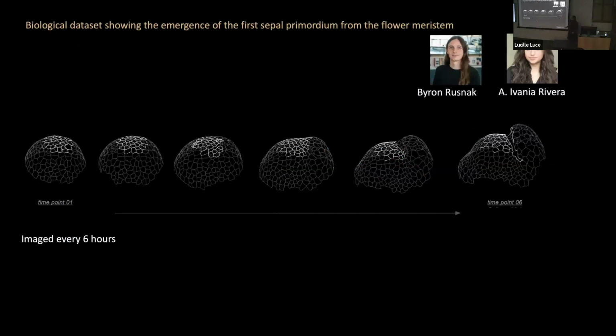So here's one of those floral meristems imaged over time. It's every 6 hours, and you can go from a floral meristem that has no primordia on it. You can see it's growing, and it starts making a sepal right here. So we're looking at the emergence of that sepal. Okay.